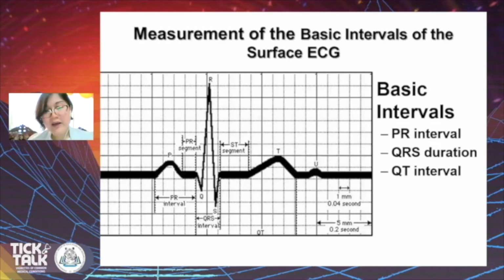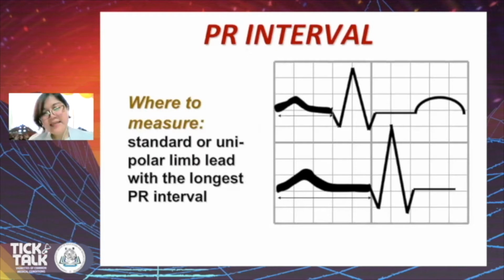So your PR interval, as mentioned a while ago, measures the time from electrical impulse generation at the SA node, to the time that it travels to depolarize the atrium, and finally, the time that it reaches the AV node and the conduction towards the Purkinje fibers. The PR interval usually is measured on the standard or unipolar leads with the longest PR interval.